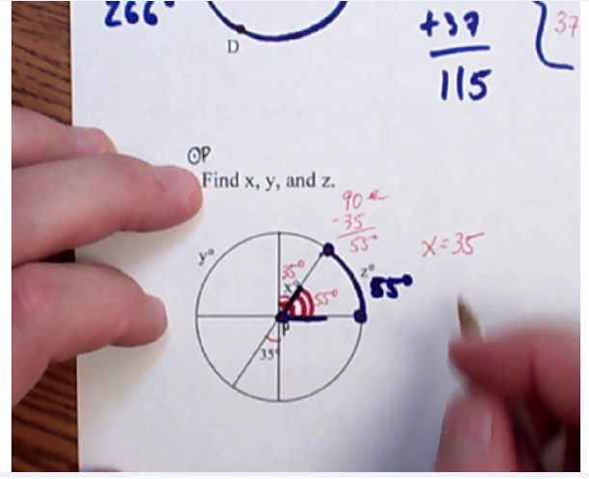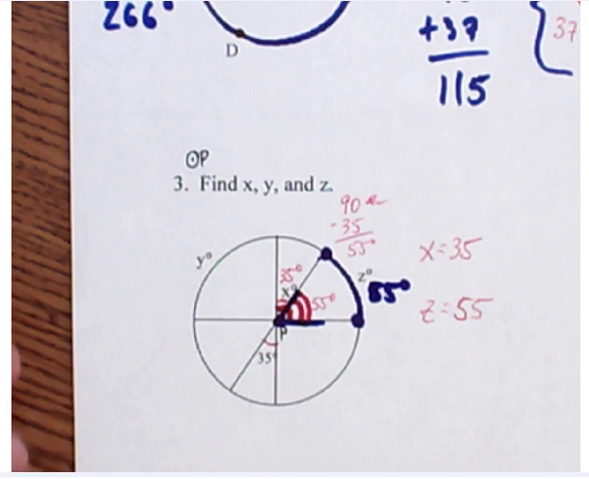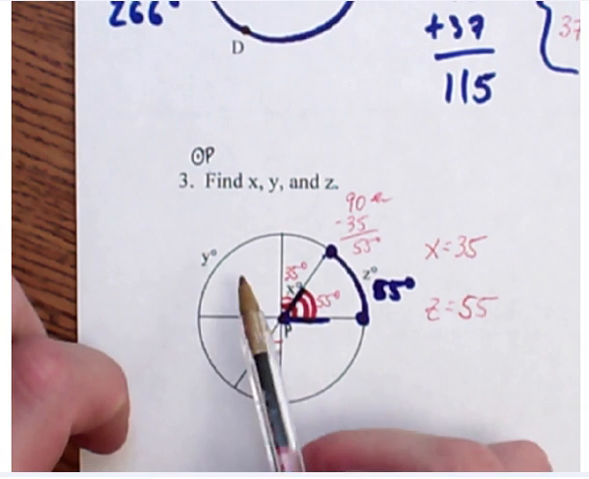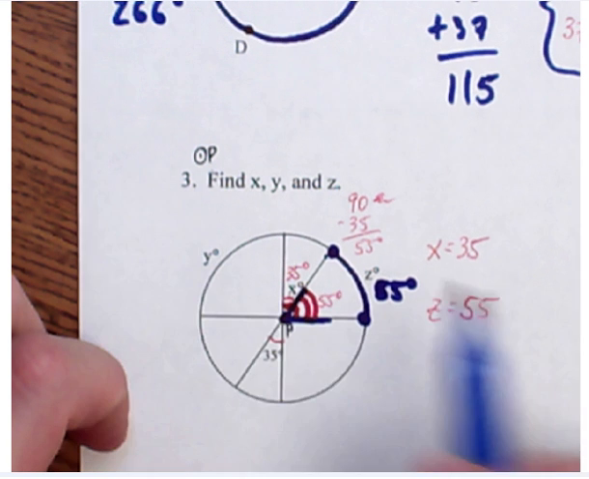So we know that Z is 55. Now we need one more thing. We have to find Y. Now Y is over here. But let's see here. Let's use the arcs.